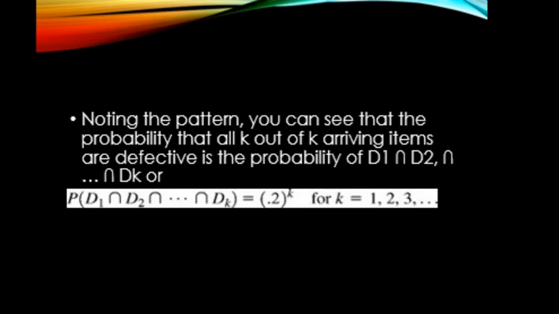We can generalize this for k items. So if we have k items in succession, and we want to figure out the probability that each of these is defective, then 0.2 raised to k will be, in general, how we can find the probability that a certain number of items are defective.